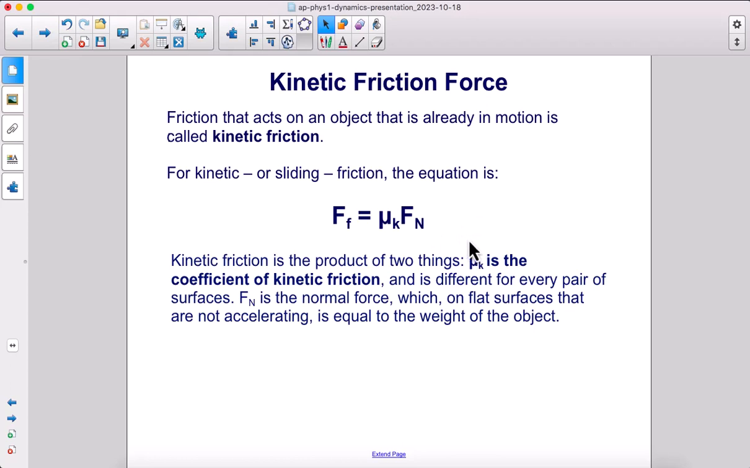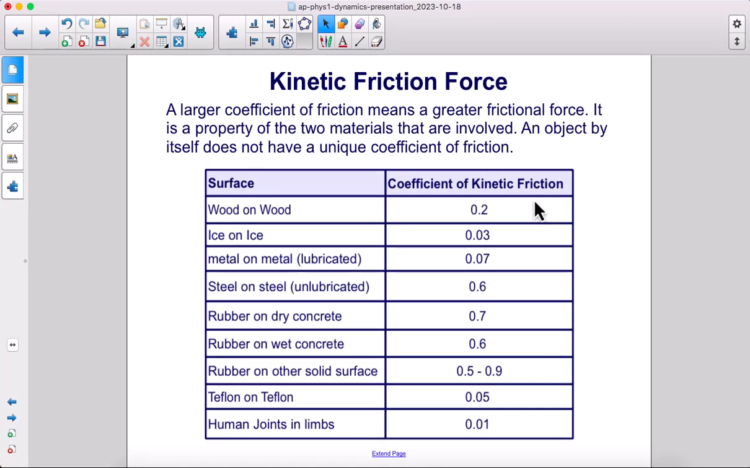Kinetic friction is the product of two things. Mu sub k is the coefficient of kinetic friction and is different for every pair of surfaces. F sub n is the normal force, which on flat surfaces that are not accelerating is equal to the weight of the object. A larger coefficient of friction means a greater frictional force. It's a property of the two materials involved. An object by itself does not have a unique coefficient of friction. Generally, the coefficient of friction is a number between 0 and 1, and the higher it is, the more friction.